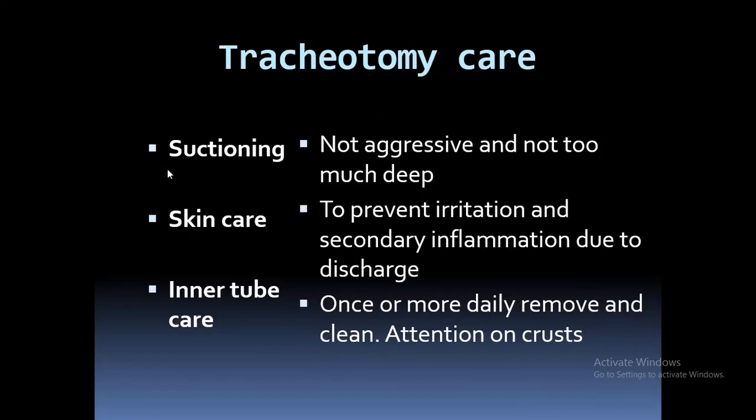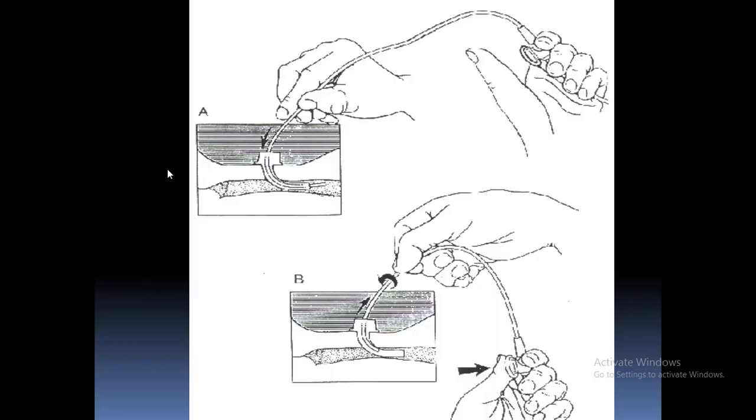Tracheostomy care is very important. You should never do suction very aggressively, and you should not go too deep. Skin care is important to prevent irritation and the secondary inflammation due to discharge, and the inner tube care is also very important. Once or more daily removal and cleanliness is important. This is the method by which the suction of the tracheostomy tube should be done. You should not go too deep and with too much force.